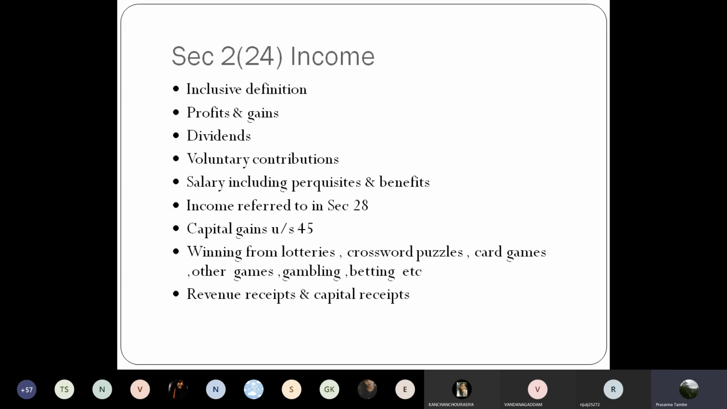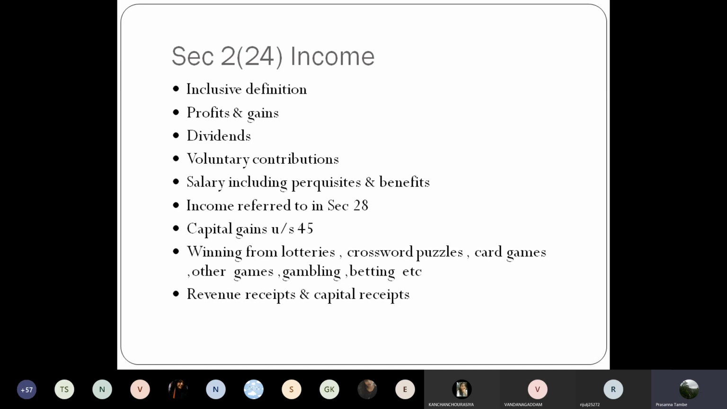Now, when we discuss the concept of income, we have to understand the distinction between revenue receipts and capital receipts. In income tax, just like in accounting, there is a concept of revenue receipts and taxable capital receipts. Income includes both revenue as well as capital receipts. If you see this section, there are a few receipts which are capital receipts. For example, capital gains. It is a capital receipt. It is not a revenue receipt.